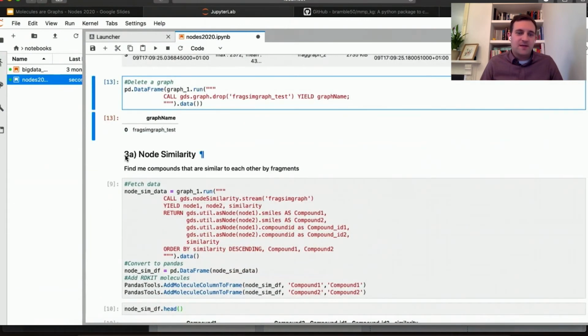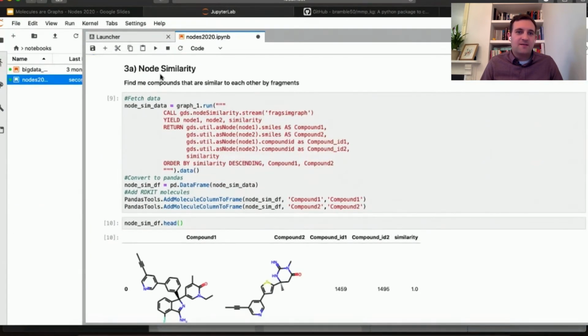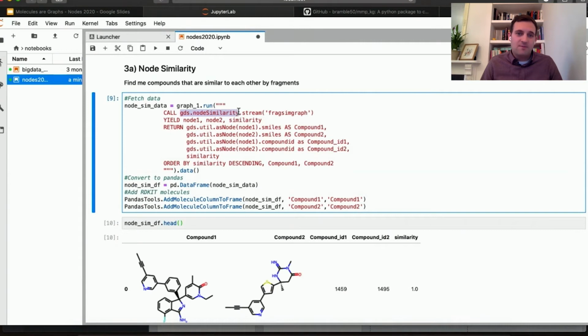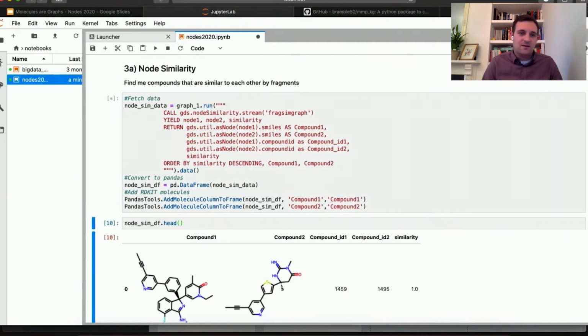Okay, so dipping into the first graph, so similarity. So find me compounds which are similar to others using fragments that they are made up of. So here we're going to call the node similarity algorithm. We're going to tell it to stream, so we want the data to be streamed back to us. And we're going to tell it to pull back the 2 nodes and then the similarity between them. And we're going to tell it to rank by most similar. And then we're going to convert it to pandas, and we're going to show them in the data frame. So let me run this.